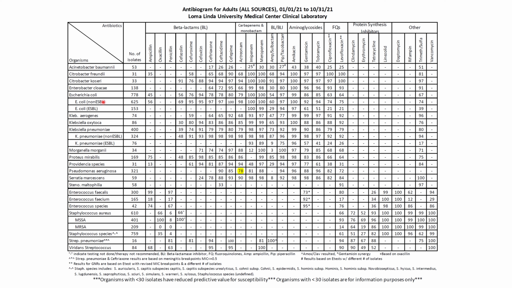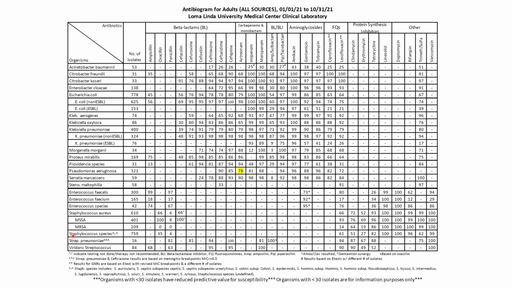And for some organisms, they also report a subclass of those. So for example, E. coli, we'll talk about what ESBL means in another lecture, but some E. coli produce something called ESBL. So they're showing you that for those isolates specifically, what the susceptibility looks like.